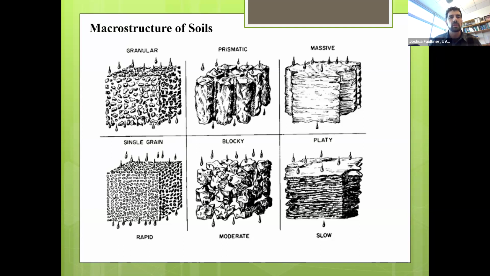And you can see a granular or single grain structure, you have very rapid water movement through those. Then on the opposite end of the spectrum, this massive structure, platy structure, water moves very, very slowly through these types of structures. So it's just very important to understand the health of the mesostructure, the health of the soil aggregates in your soil, when you think about water movement, what we're about to jump into next, infiltration and runoff, but also understand that macrostructure as well. And texture will be an important consideration in both of those structures.